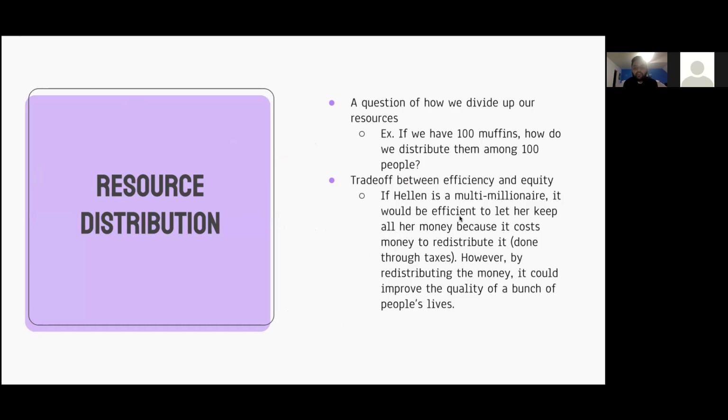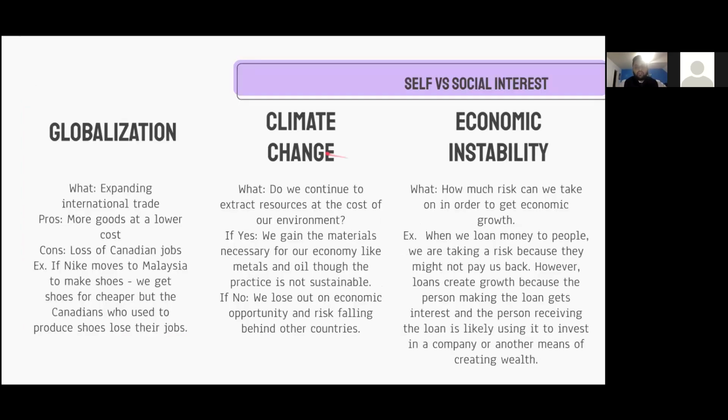So if Helen is a multimillionaire, it would be efficient to let her keep all her money because it costs money to redistribute it, through taxes or whatever. However, redistributing the money could improve a lot of people's lives. It could improve the quality of their life significantly. So even if it would take a lot of hassle to tax the money and redistribute it, it might still be something that we should do, because even if it's not the most efficient thing, it is still something that would be significantly valuable in the context of society.